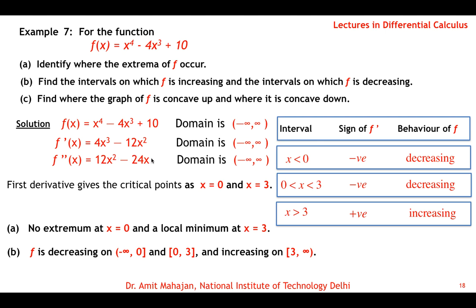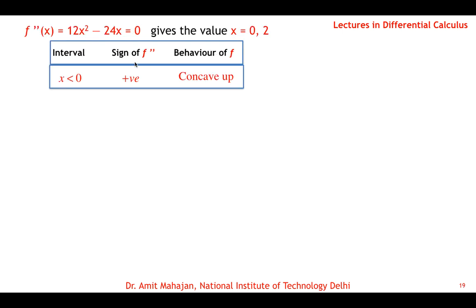The only points where concavity will change will be the points where the second derivative is 0, which will divide the intervals of the domain. The second derivative is equal to 0 when x is 0 or x is 2. So this divides the domain into intervals minus infinity to 0, then 0 to 2, and then 2 to infinity.